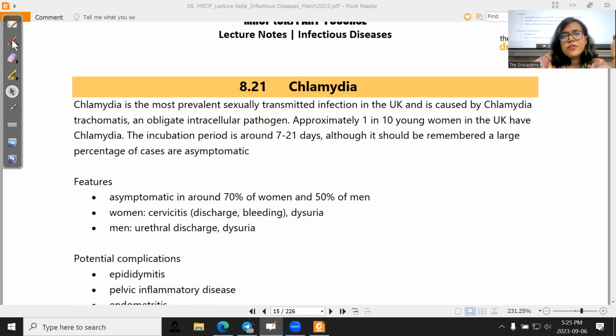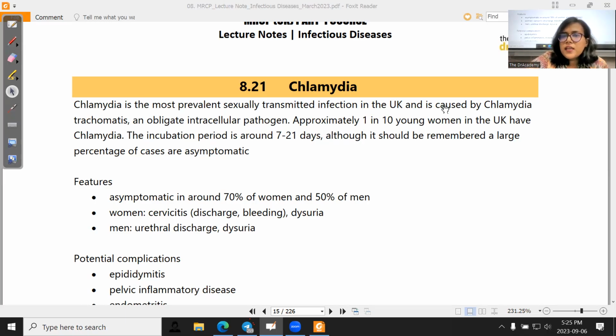Chlamydia. I cannot stress how important this is. I understand we did not particularly pay much attention to chlamydia and all these infectious conditions back in our 5th year, but chlamydia is so common in the UK that I will tell you how they go for the screening in the UK after finishing this topic. So chlamydia is the most prevalent sexually transmitted infection in the UK, and this is caused by Chlamydia trachomatis, okay? Chlamydia trachomatis in the long run can also cause lymphogranuloma venereum, LGV, okay? It's an obligate intracellular pathogen.